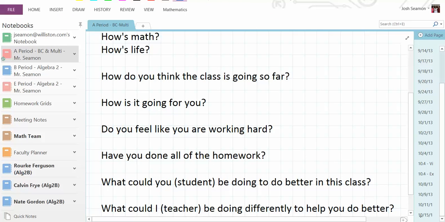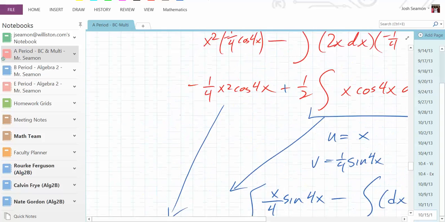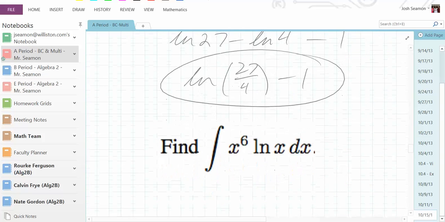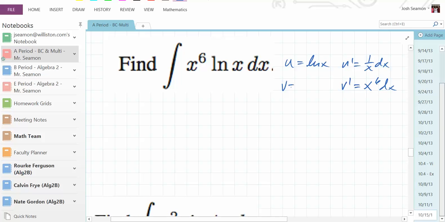We have a few minutes left, and I want you to work on these questions right here. We skipped over it. So how about you try this question right here? So what did I say you should probably choose for u? Because u prime is going to be, what is u prime going to be? 1 over x dx. So if that's correct, what does v prime have to be? x to the 6th. So what does v have to be? Yeah, 1 over 7 x to the 7th.